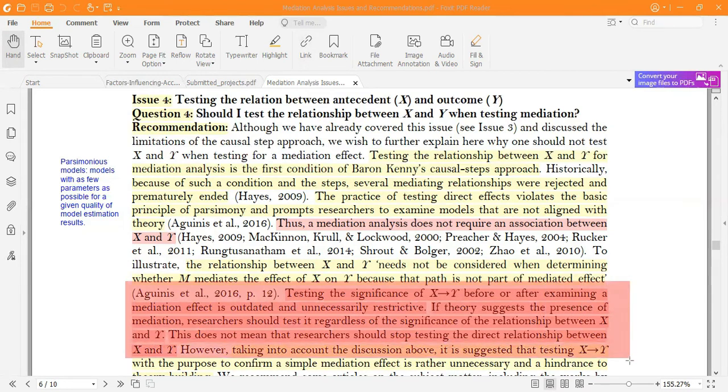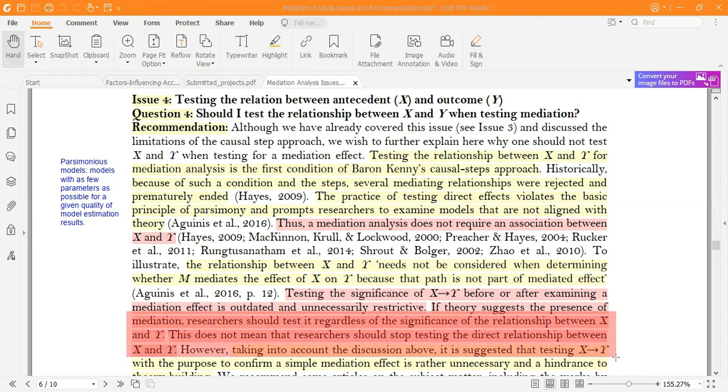Here is another point: testing the significance of X and Y before or after examining a mediation effect is outdated and unnecessarily restrictive. So now it is unnecessarily restrictive and has gone out of use. It's outdated, and it should be abolished. If the theory suggests there is a mediation in your model between the X and Y, this does not mean that there is one. So regardless, you are not required to consider the relationship between the X and Y. If you suggest there is a mediator, you should not be worried if there is an insignificant relationship between the X and Y.